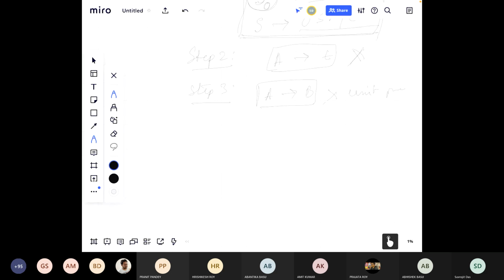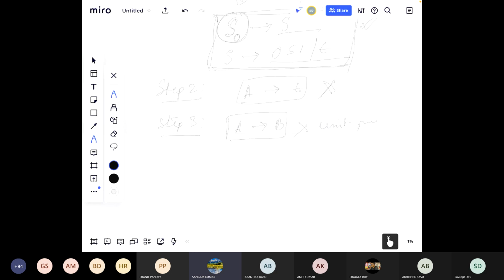Sir, can A go to a terminal in the third rule? Yes, third rule. I am talking about a non-terminal. Where did a terminal come from in your mind? Okay, sir, sorry. Okay. Step, please pay attention. So step 3 is done. Step 4. What can be step 4?